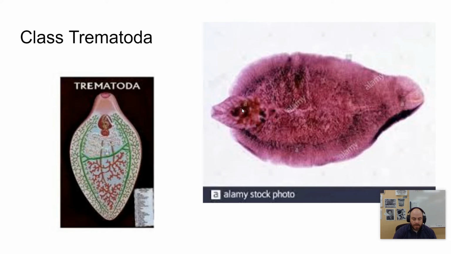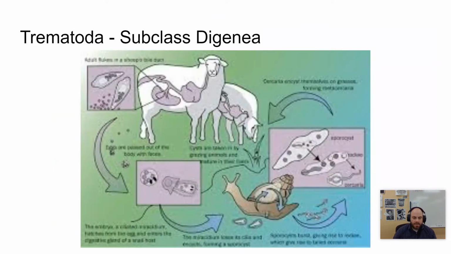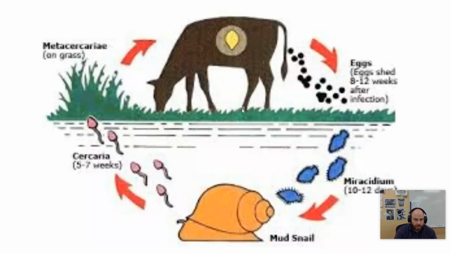They have cyst-forming glands, which are very important for their way that they function, protects them inside their host and allows them to reproduce. A subclass that we're going to talk about is called Digenea, which are organisms that require 2 hosts in order to complete their life cycle. And one of those hosts is always a mollusc, like a snail, and the other host is typically some large vertebrate. And so here's a picture of that life cycle.